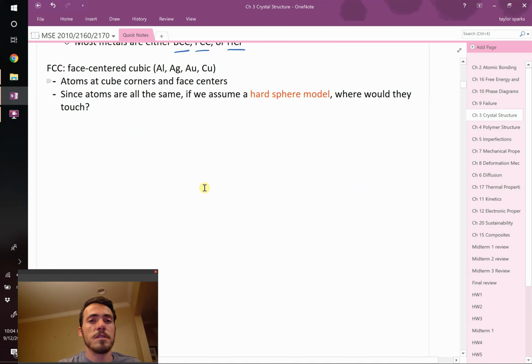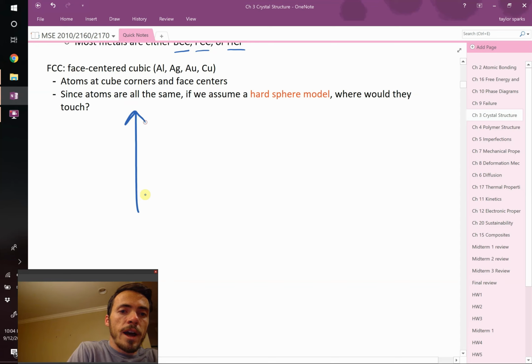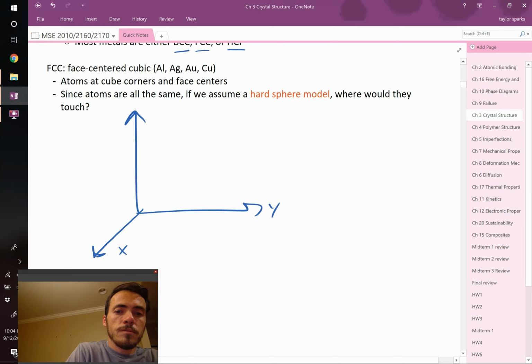Face-centered cubic, that's metals like aluminum, silver, gold, copper, lots of other ones. Here's how you draw it. Draw your cubic lattice, right? It's a face-centered cubic, so we're going to start with a cubic lattice. So go ahead and draw this. You can draw your axes first if you want, in your X, Y, and Z directions. So here's X, there's Y, there's Z.